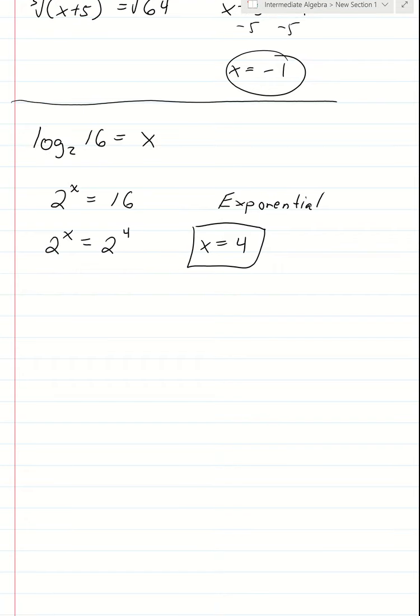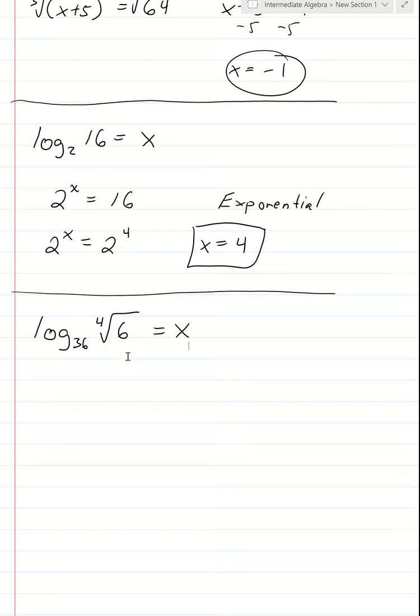Let's throw you a really complicated one. For example, let's say we have log base 36 of the 4th root of 6 equals x. Okay. For this last example here, this one's a bit more complicated in that once again we have to rewrite this in exponential form. And in doing so, we would have 36 to the x power would have to equal the fourth root of the number 6.